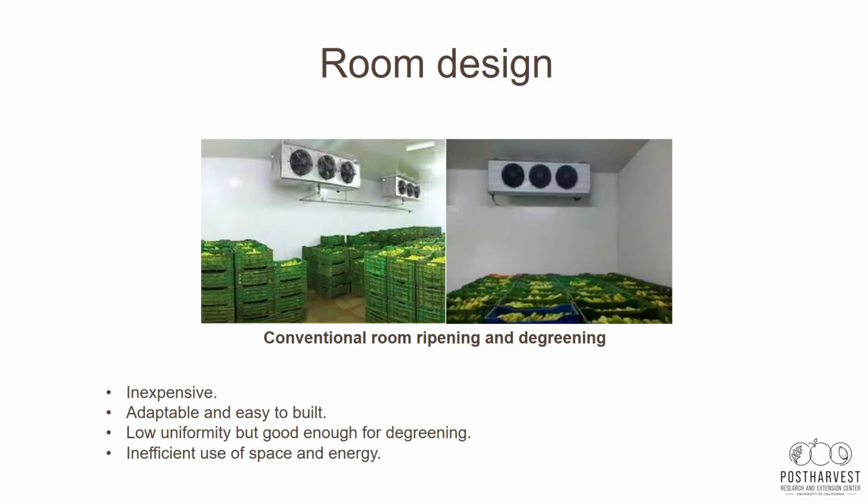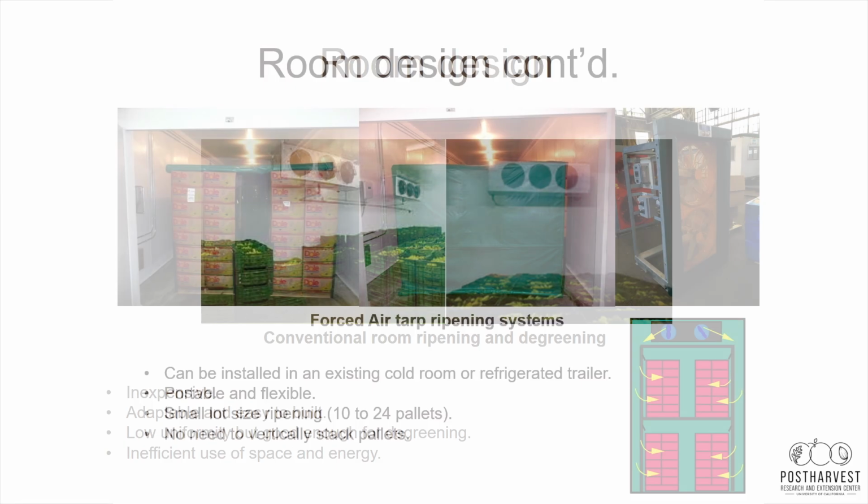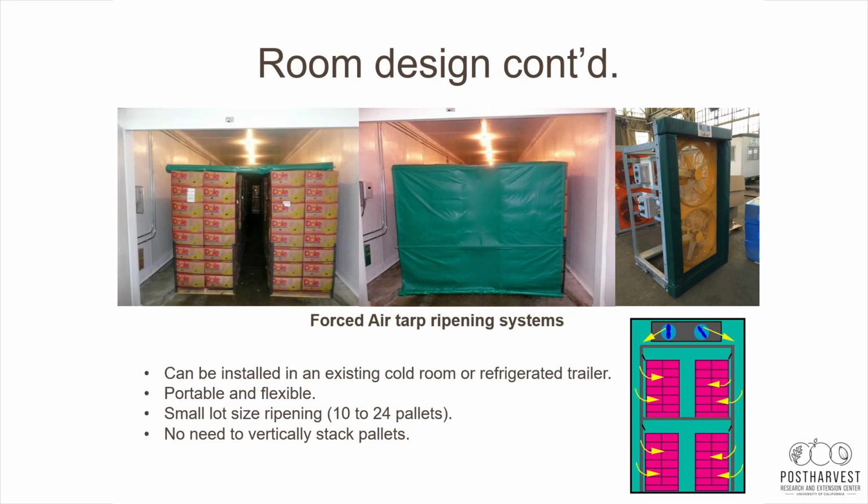So these conventional ripening or degreening facilities, even though they're applicable and you can use them, are probably not the best, and therefore the industry has designed other types of systems that are not only more energy efficient but also much more efficient in distributing that airflow and that ethylene through the produce itself.